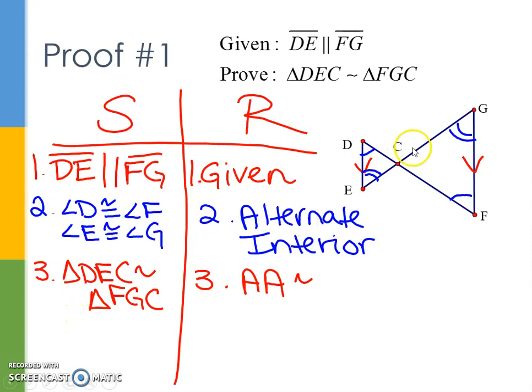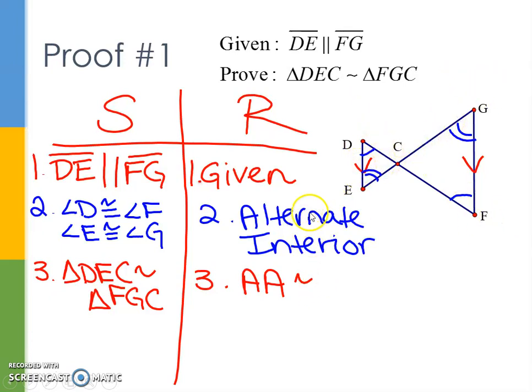Proof number 1. We're going to prove that these two triangles are similar by using the tools. So here the given is DE is parallel to GF. So write the given: side DE is parallel to side FG. Write number 1, given. Number 2, when you have parallel lines, alternate interior angles are congruent. So angle D and F are congruent, angle E and G are congruent, because here you have parallel lines and a transversal going through.